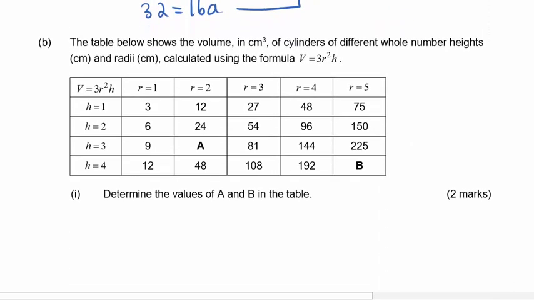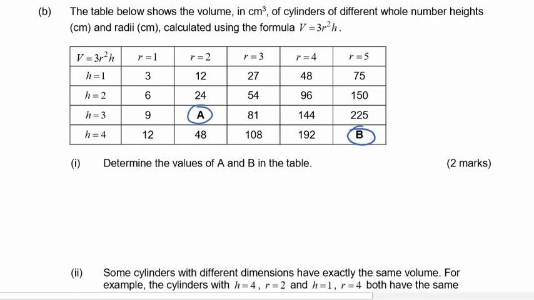Then the table of values below shows the volume in centimetres cubed of cylinders with different whole number heights and radii, plural radiuses, calculated using this formula. Determine the values of A and B in the table. Here's A and here's B. So during your reading time you pick up on things like that moment.